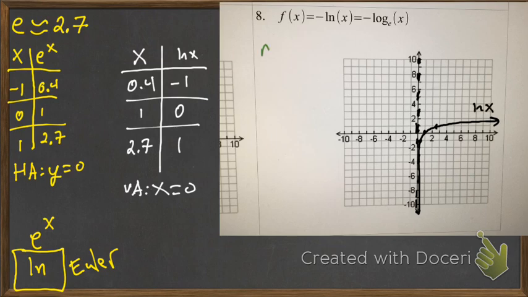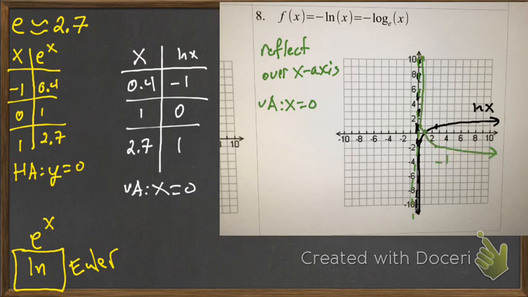And then what's happening with minus log base e of x, or minus natural log? So that negative is going to cause a reflection over the x-axis. And if we're reflecting over the x-axis, our vertical asymptote is going to stay put. So our vertical asymptote is going to be x is equal to 0. And there it is. And so we'll reflect those 3 points and connect their dots. And there's the negative natural log of x.